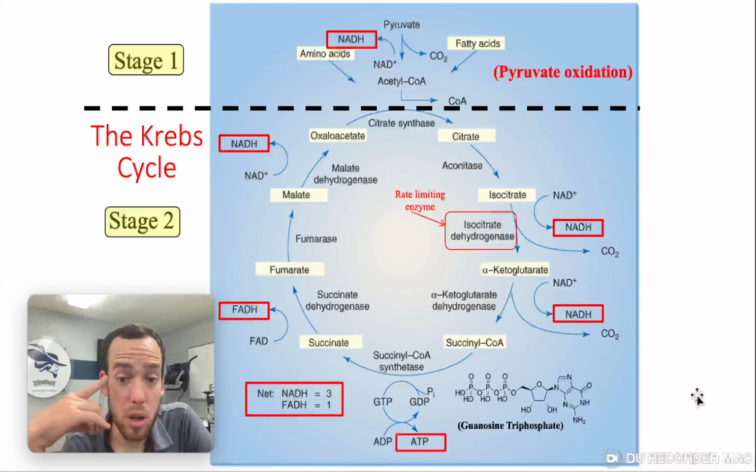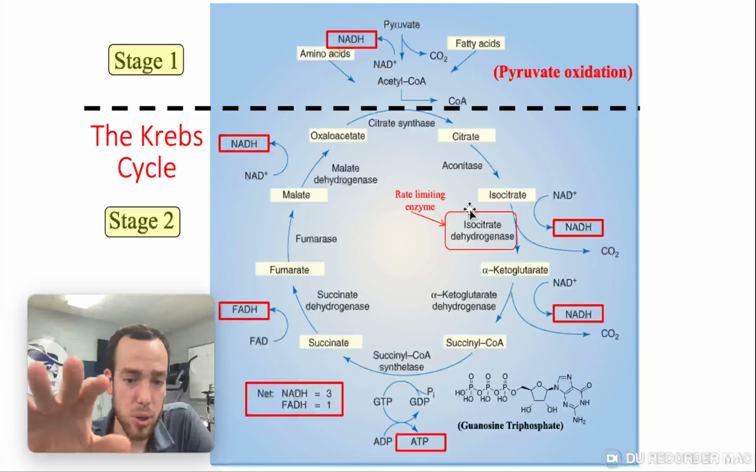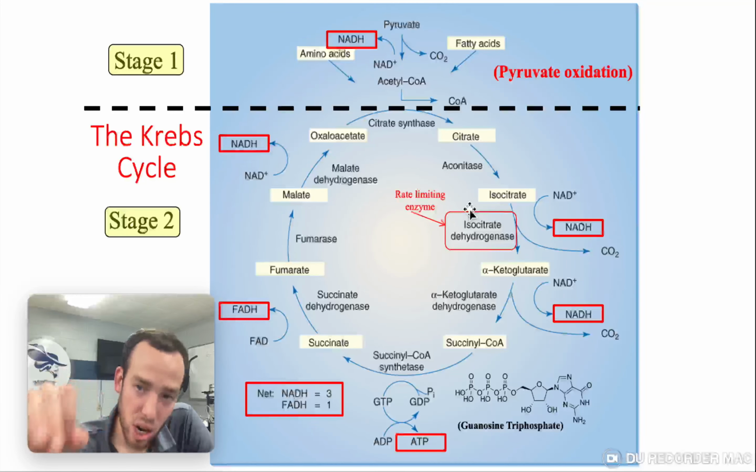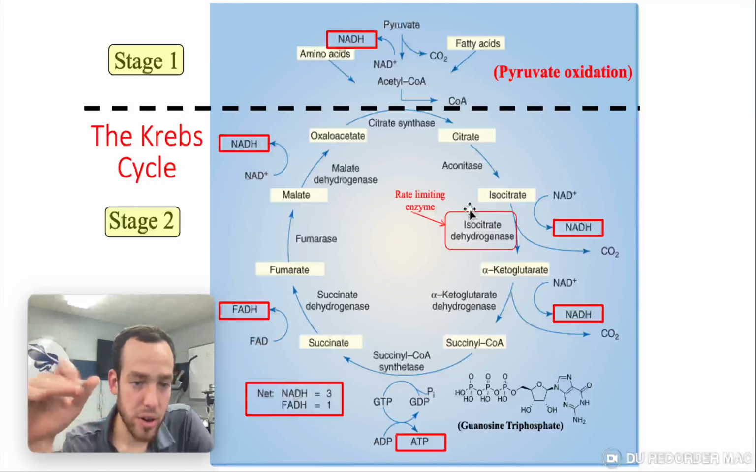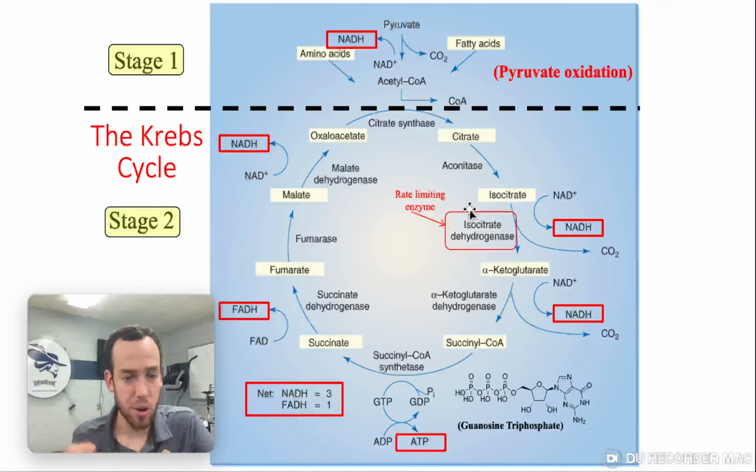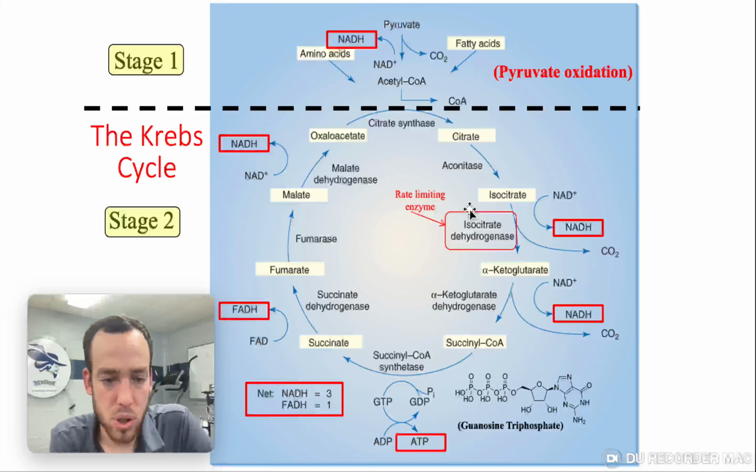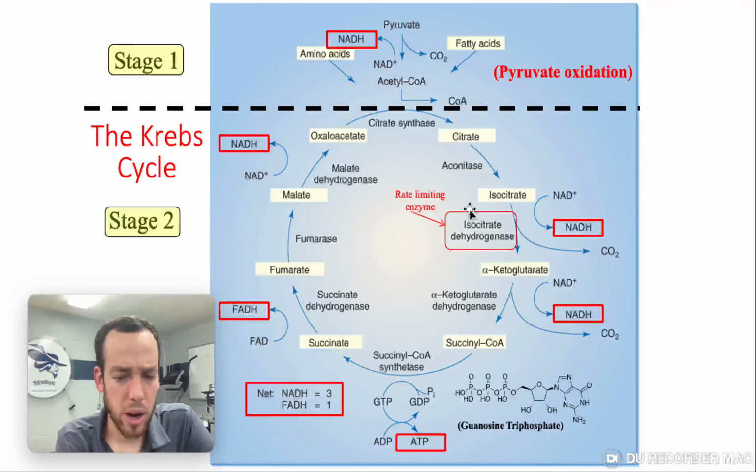So to look at this a little bit closer, your rate-limiting enzyme of the Krebs cycle is going to be isocitrate dehydrogenase. So it's the one that's controlling whether we spin around. If there's isocitrate dehydrogenase there, we're spinning. But if it's not there, then everything sort of slows down. It doesn't completely halt really ever.